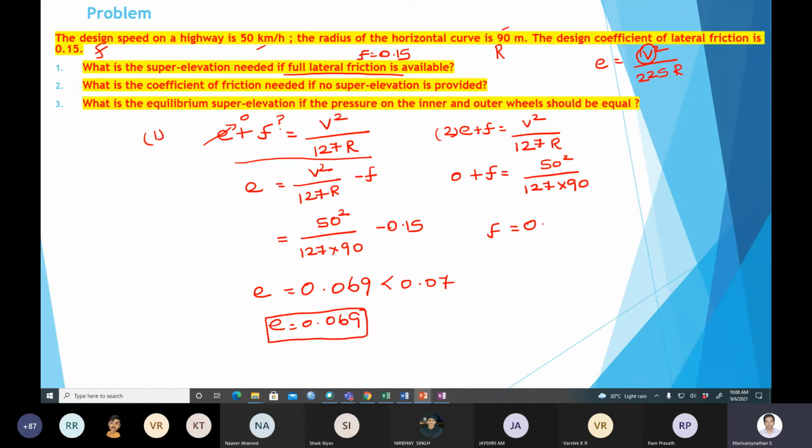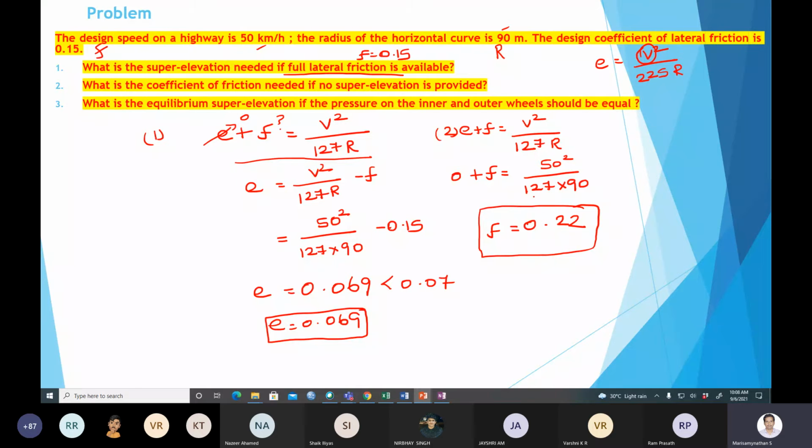I am getting 0.218, so 0.22 is the coefficient of friction we need to provide if no super elevation is considered. So this is with respect to the second problem.